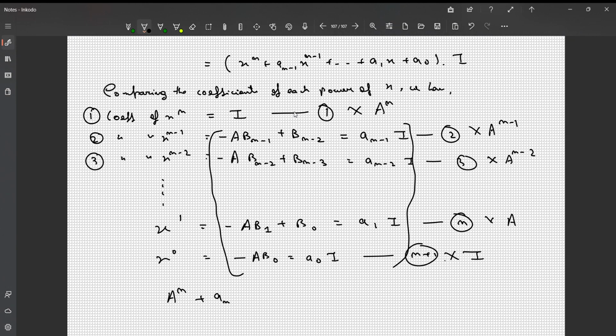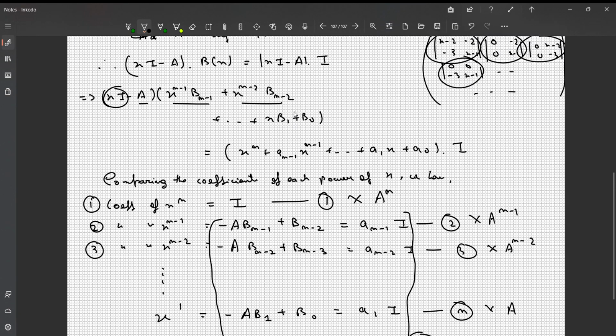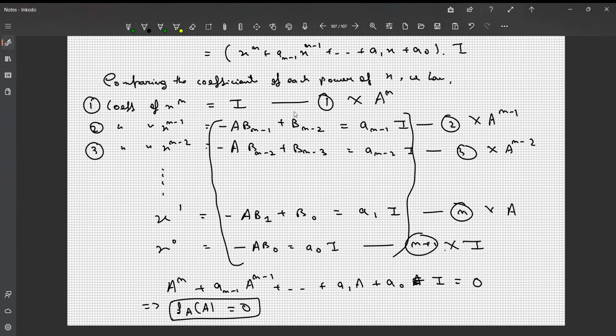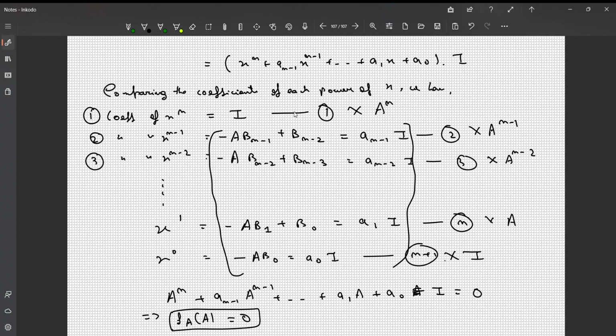So we have A to the power n plus a_{n-1} A to the power n minus 1, and so on till a_1 A plus a_0 I equals the 0 matrix. But this is obviously nothing but f(A) of capital A. Because if you have f(x) as the representation which we previously gave, so I'm just writing it up here.